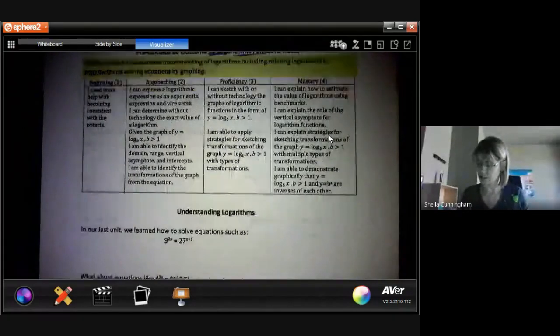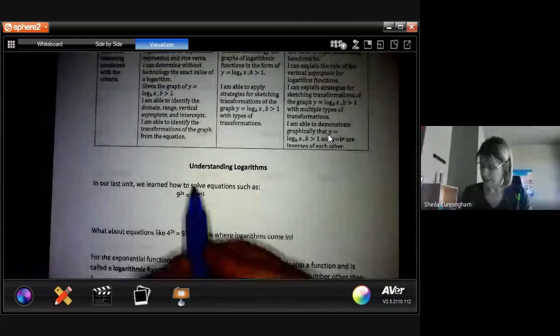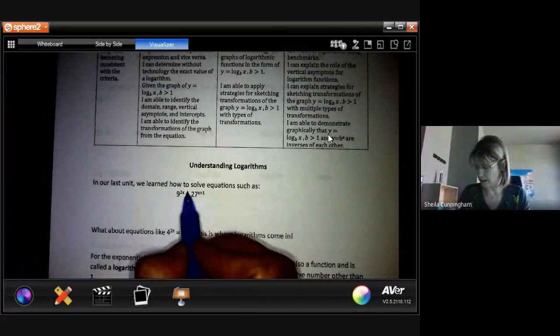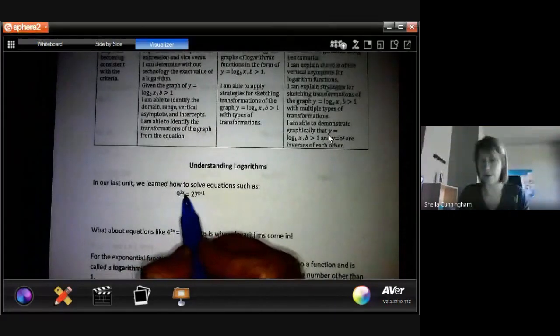So to get us started, last unit, we looked at an exponential equation, right? We were able to look at an exponential equation of 9 to the power of 2x.